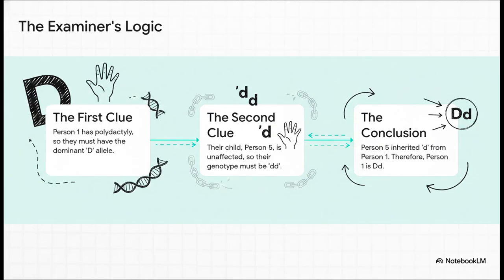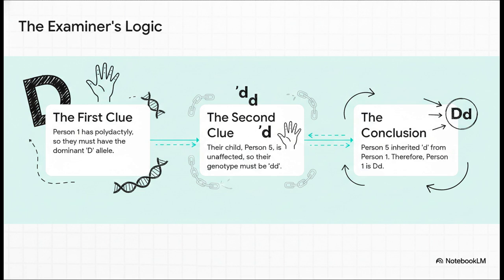Okay, this is a classic 2-mark question, and that's a big hint that you need to make 2 connected points. Here's the logic. First, the obvious part. Person 1 has polydactyly, so he has to have at least one dominant D allele. But what about his second allele? Well, the key is to look at his kids. Person 5, his child, does not have the disorder. That tells us their genotype has to be dd.